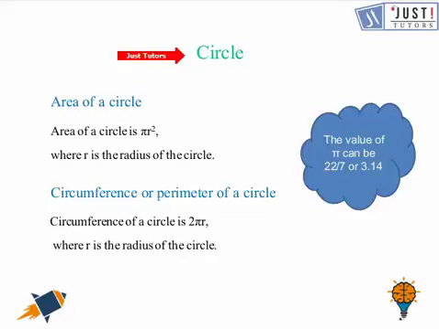So the area of a circle is calculated by using pi r squared, and the circumference is calculated by using the formula 2 pi r. The value of pi can be chosen as 22/7 or 3.14, whichever is convenient to you, unless it's specified in the question.